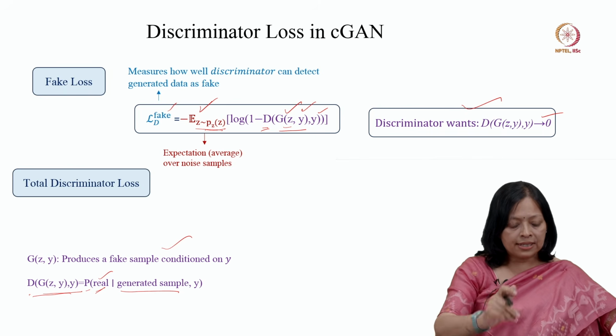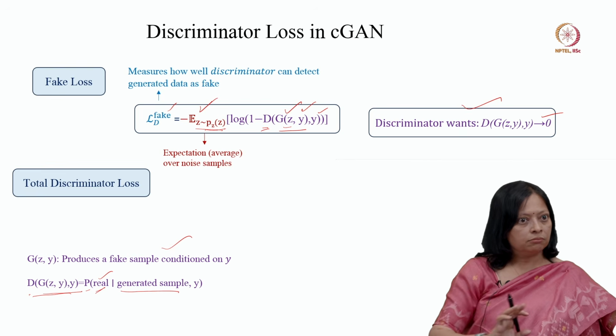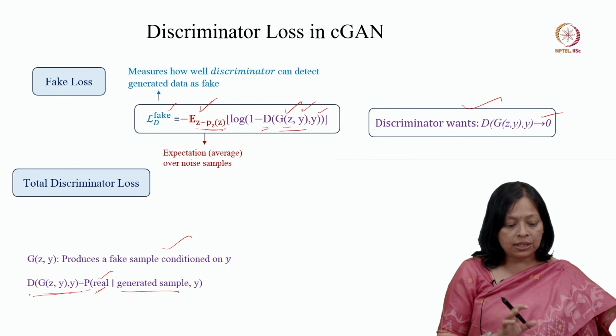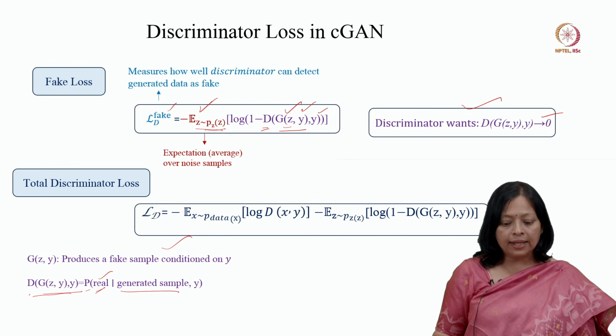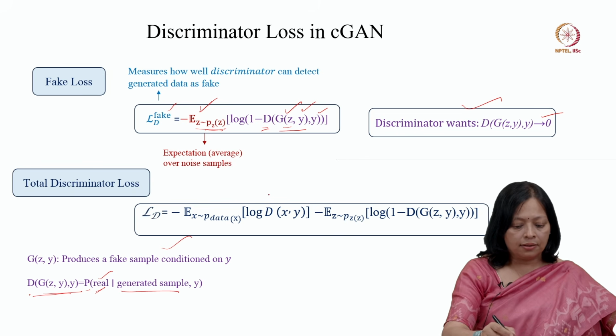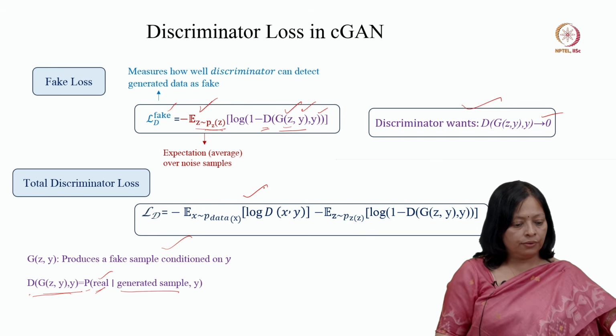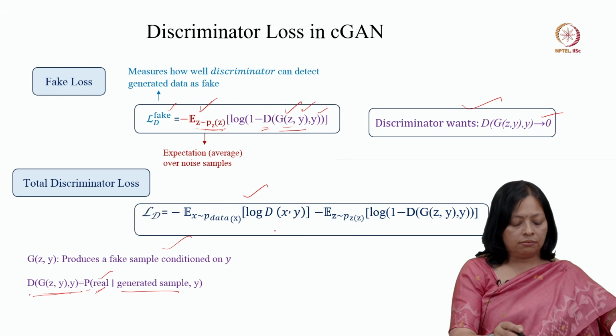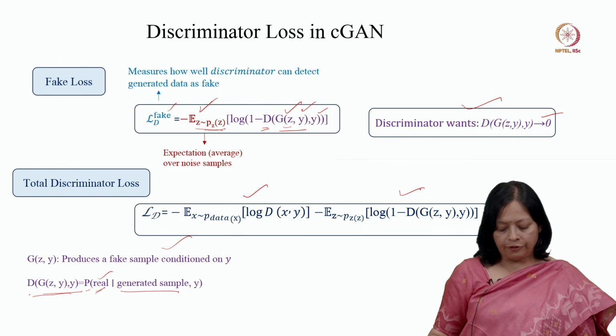So, this loss comes from the fake images, and the total discriminator loss is given by the sum of the fake loss and the real loss. So, this is the real loss and this is the fake loss.